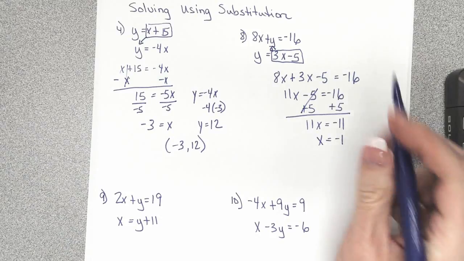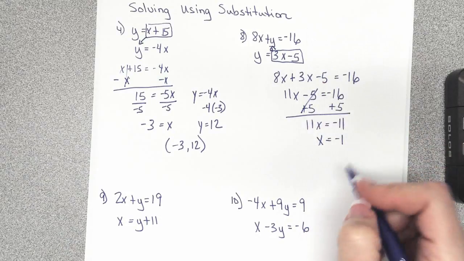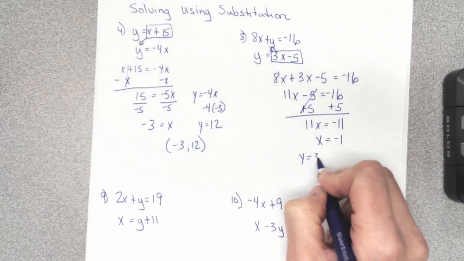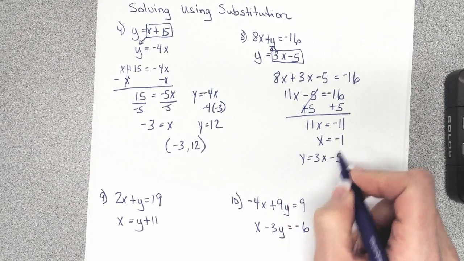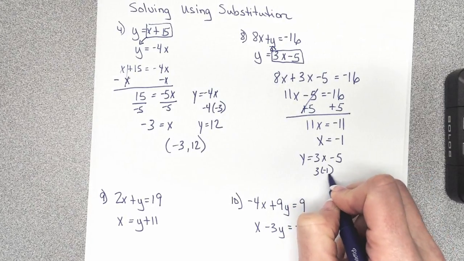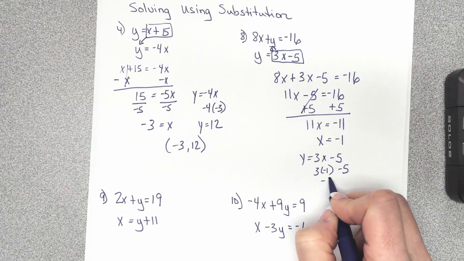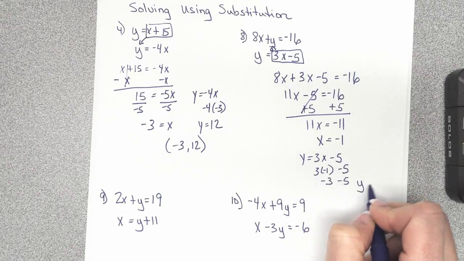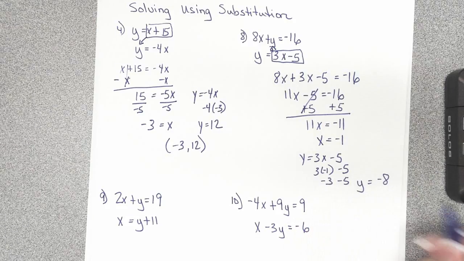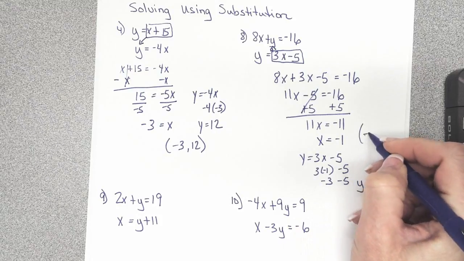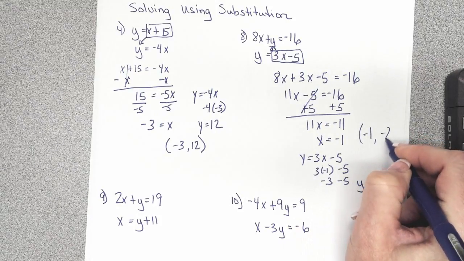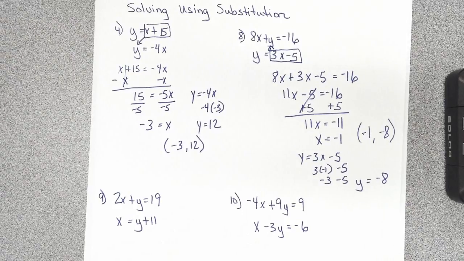That's half of my answer. Go back, grab the equation. Y equals 3x minus 5. I now know that x is negative 1. So I'm looking at 3 times negative 1, which is negative 3, minus 5. So y equals negative 8. So negative 1, negative 8 is my answer.